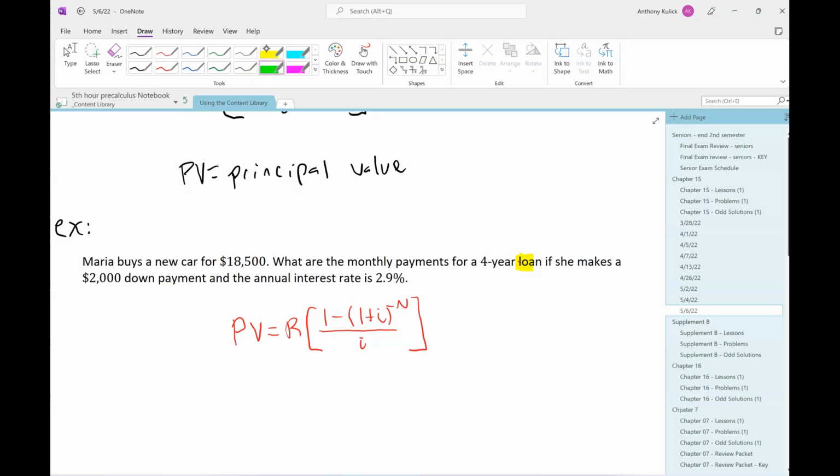And what are we being asked to solve for in this problem? So we're looking for R. What is the payment? Everybody feel good so far? All right. So let's start filling things in. What do we fill in for PV?